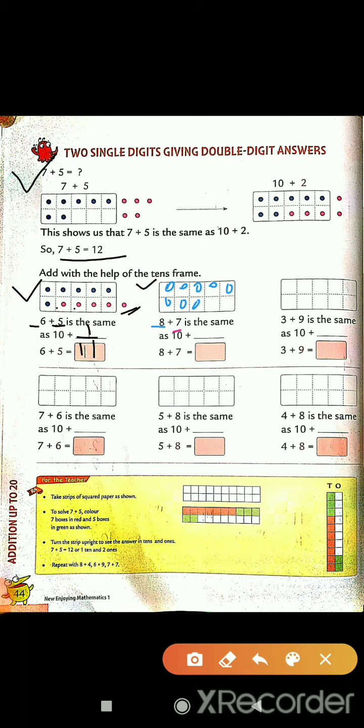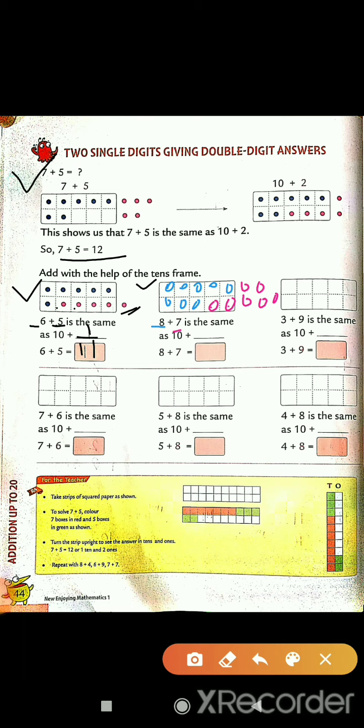7. How many? 7. But here we can add only 2, 1 and 2. How many are still remaining? Still 5 balls are remaining. So you will arrange these outside the box. So 1, 2, then 3, 4, 5, 6 and 7. Got it, students?